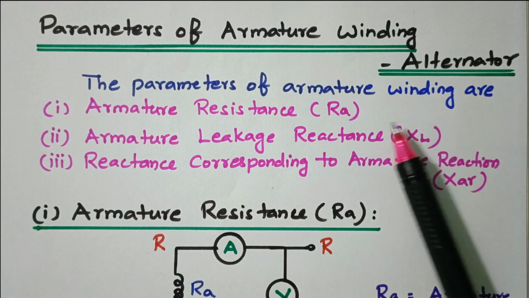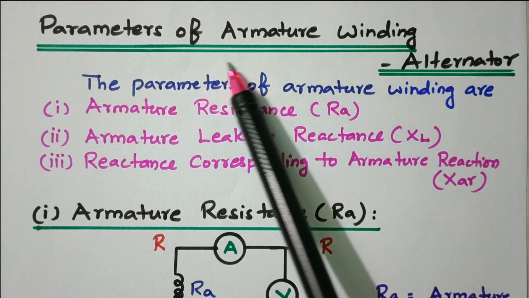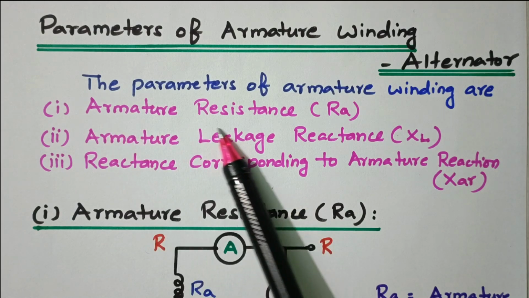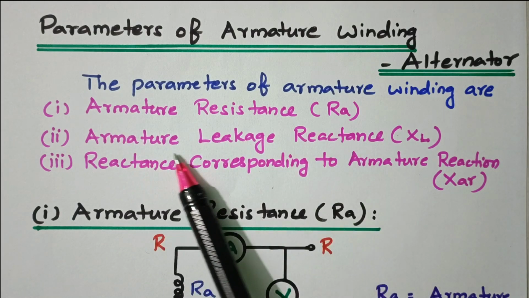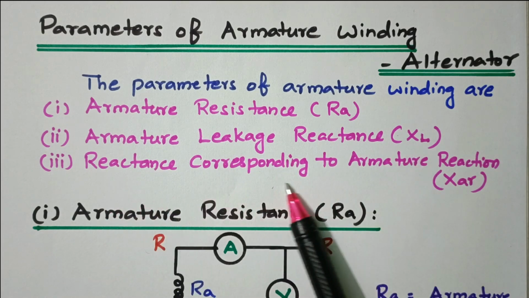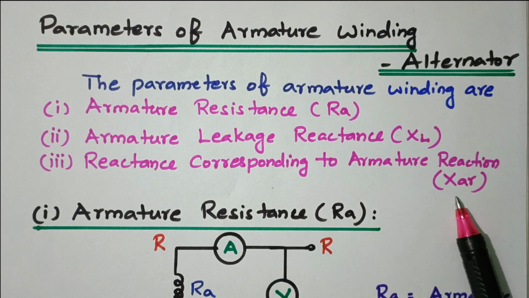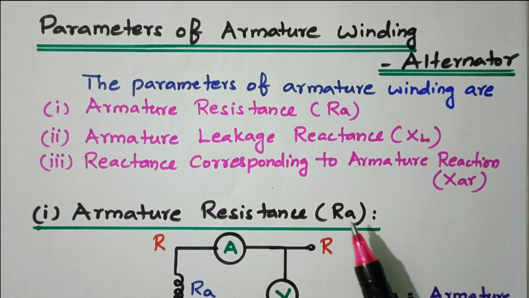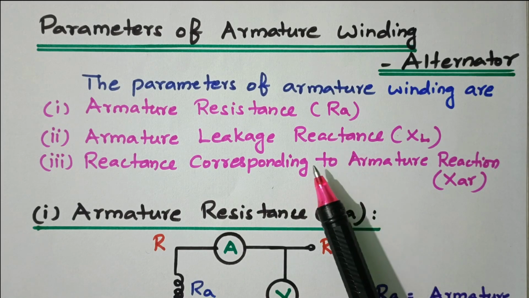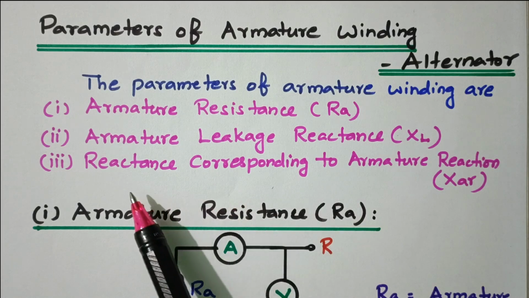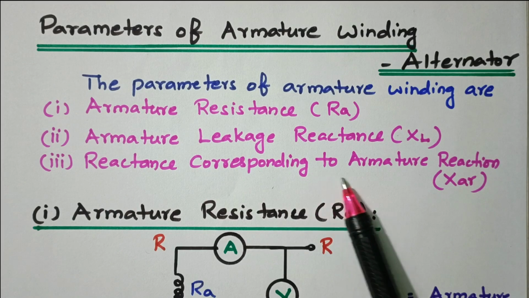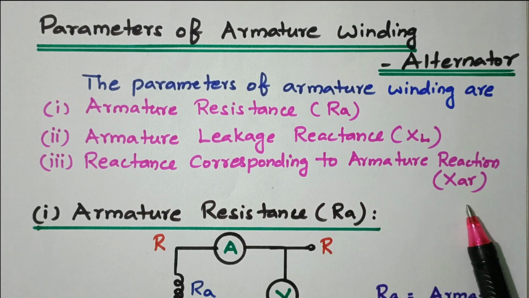Now we'll go to the topic. In an alternator, parameters of armature winding. There are three parameters available: armature resistance RA, armature leakage reactance XL, and reactance corresponding to armature reaction XAR. For the first two parameters, separate videos are available. The link is given in the description box. In this video we are going to see the third parameter, reactance corresponding to armature reaction XAR.